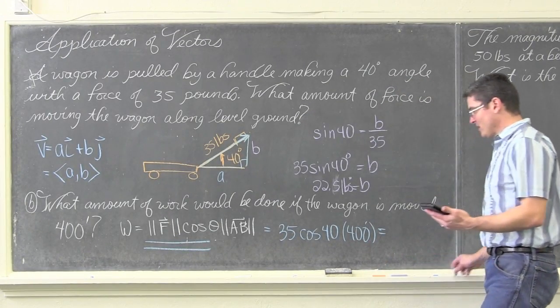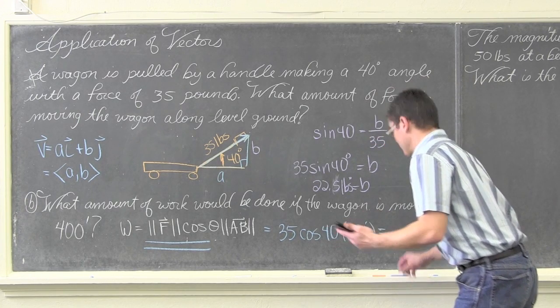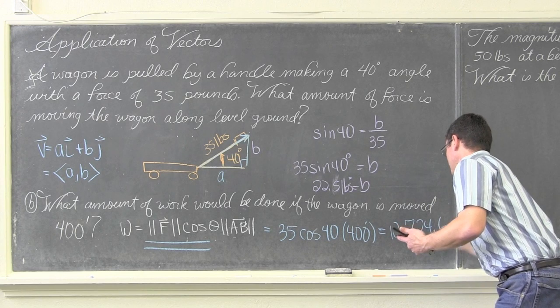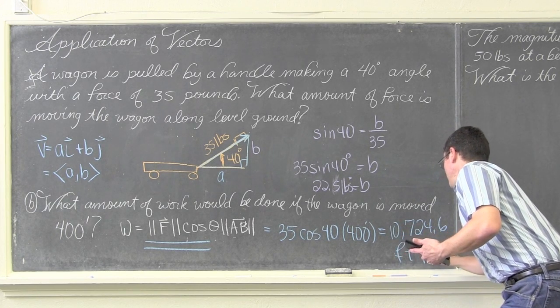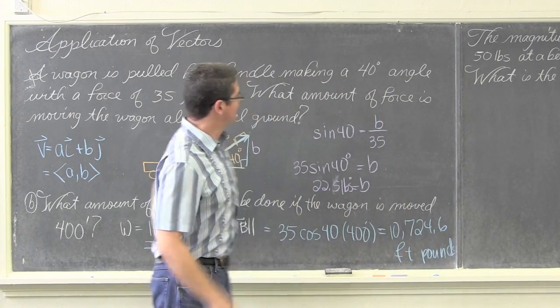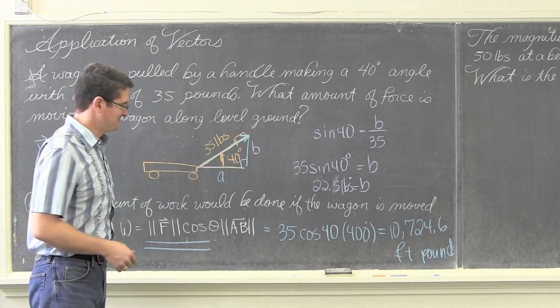So we got a total of 10,724.6 foot-pounds of work. All right, let's go on to another example.